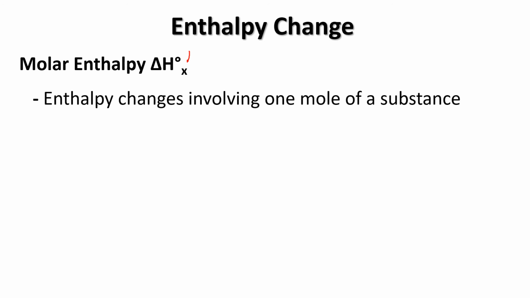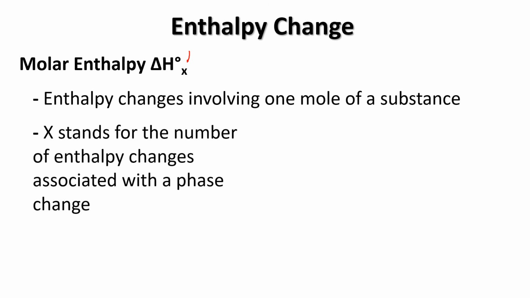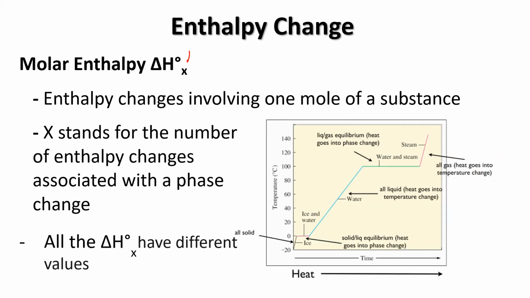So let's talk about the molar enthalpy. Notice I put a little X here because X could be a whole bunch of things. So enthalpy changes involve 1 mole of a substance. X stands for the number of enthalpy changes associated with a phase change. And all these phase changes here have different values. So for instance, here's water. It starts as ice and it ends up as steam. So what's happening on our straight line portions, from here to here, we would have one particular delta H value. So this would be your delta H melting.